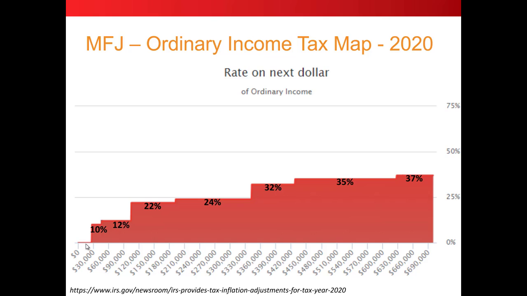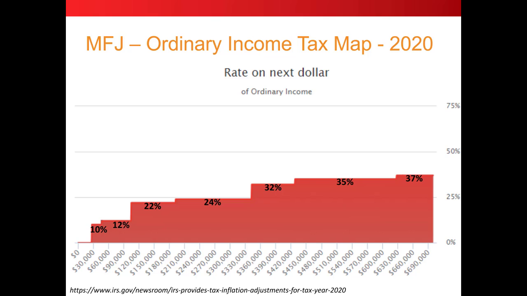You'll also notice this graph is shifted a little bit to the right. It doesn't start right away at 0 as the brackets did. And the reason for that is the standard deduction. Everybody gets at minimum that standard deduction unless you take itemized deductions on Schedule A.